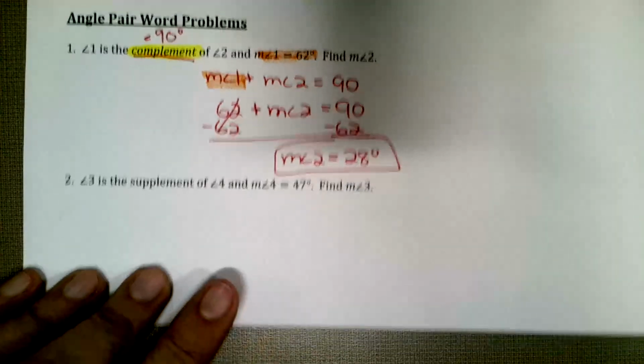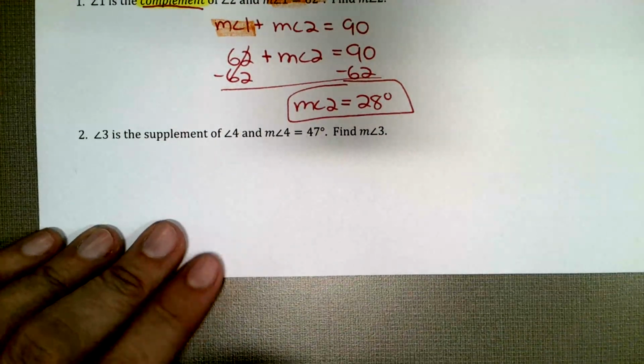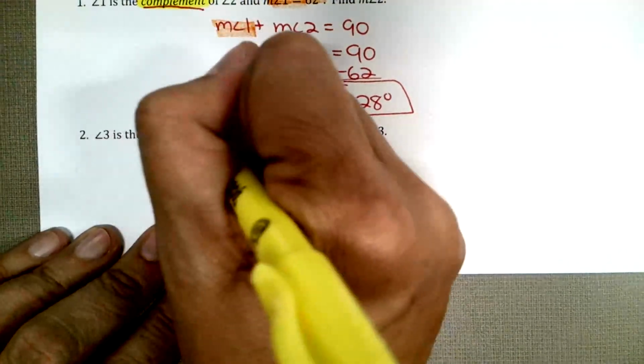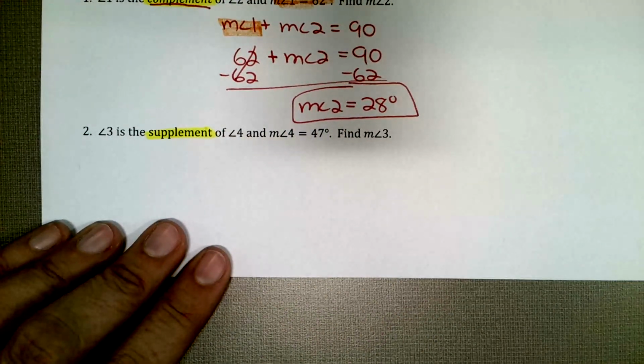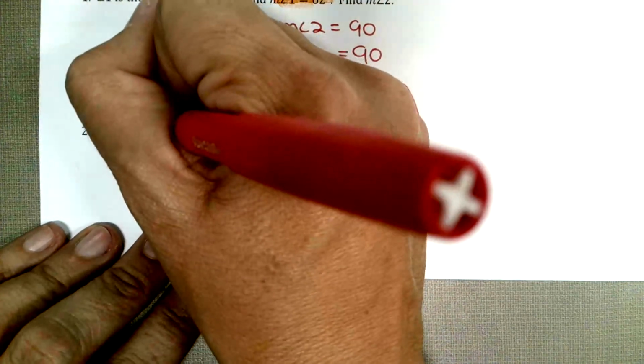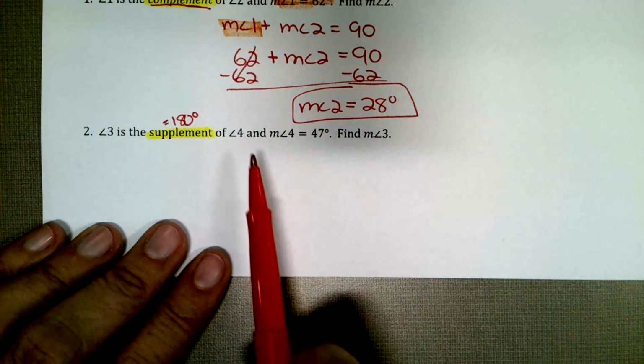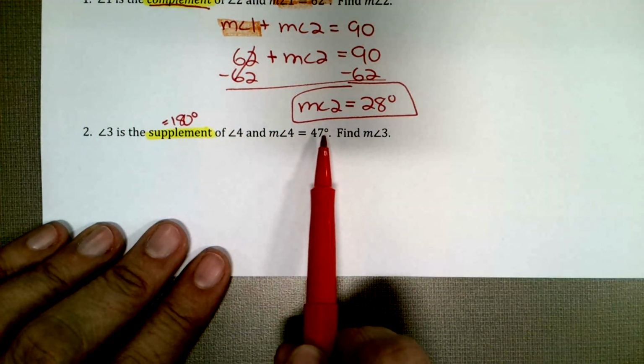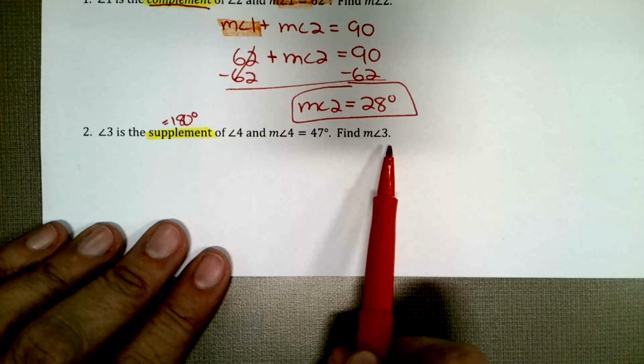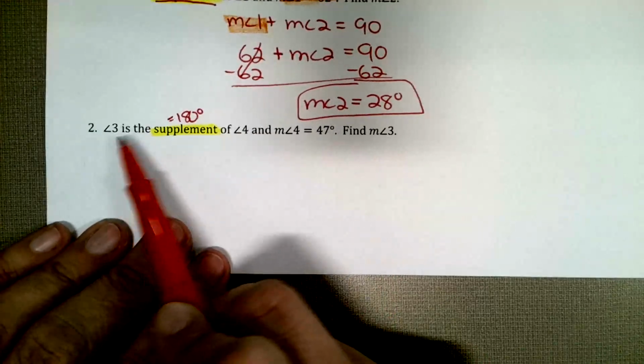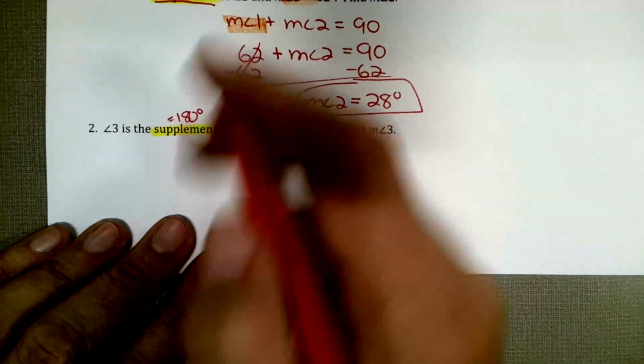Let's look at number 2. Angle 3 is the supplement of angle 4. So that means that they're supplementary and are going to have to add up to 180. And the measure of angle 4 equals 47 degrees. Find the measure of angle 3. So our two angles are angle 3 and angle 4.